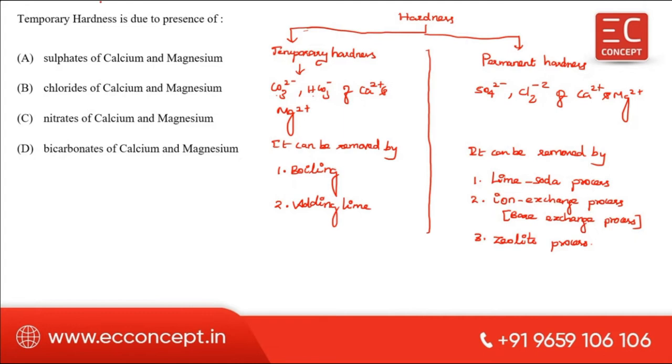Now they are saying the temporary hardness is carbonate and bicarbonate of calcium and magnesium. Chloride is a permanent hardness. Nitrate is not; bicarbonate of calcium and magnesium is temporary, so this is the answer. Also, temporary hardness is called alkaline hardness, and permanent hardness is called non-alkaline hardness. This also you have to keep in mind from an examination perspective.